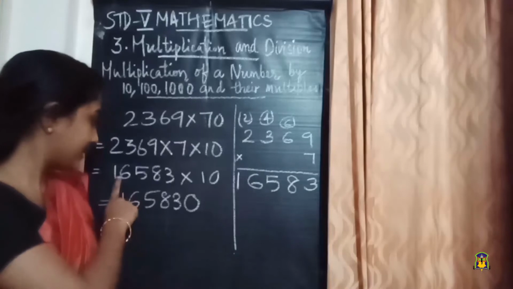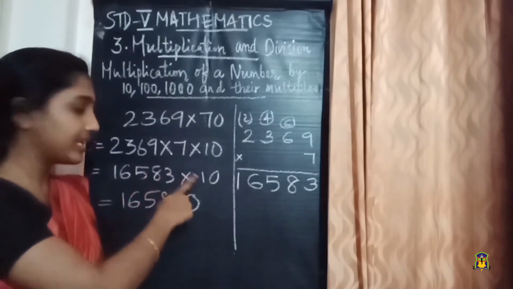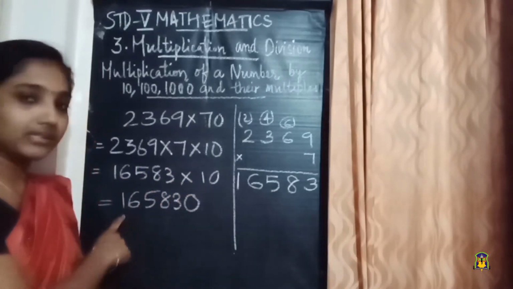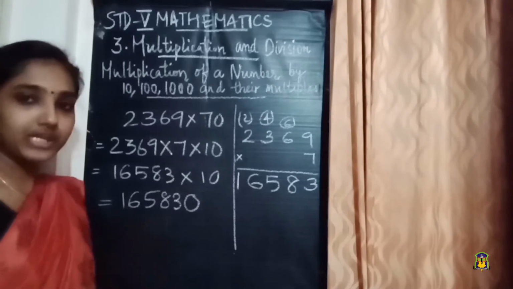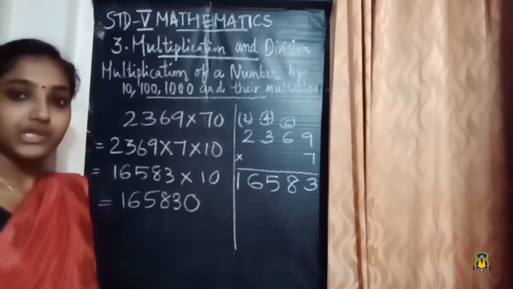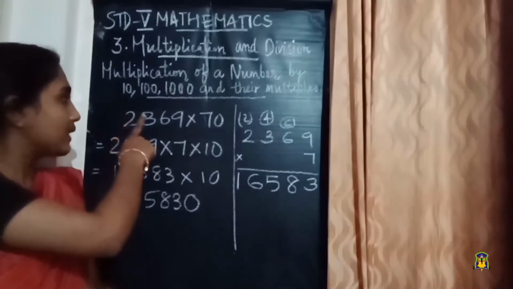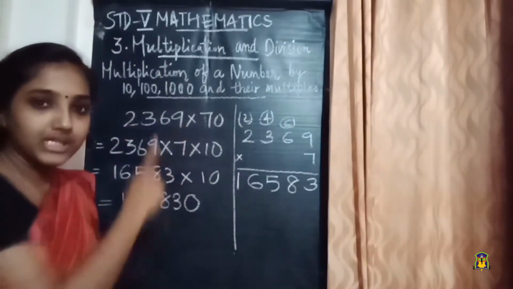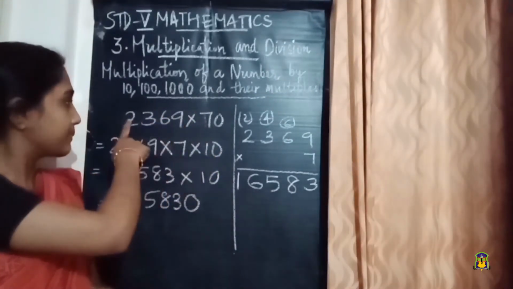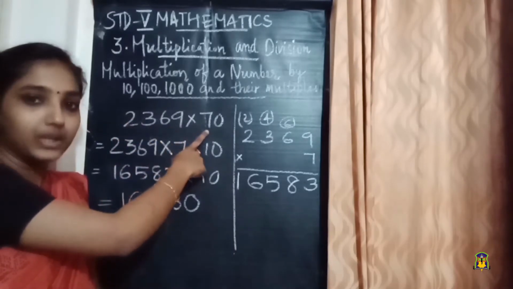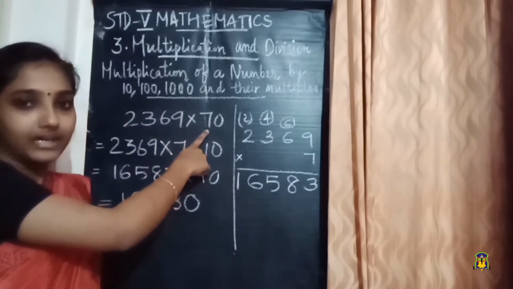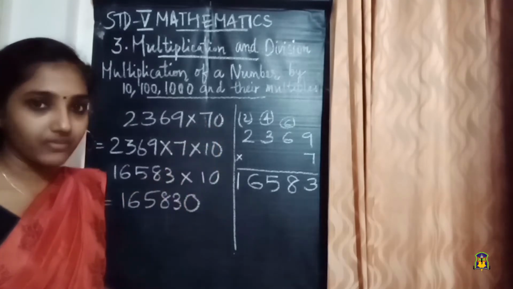So multiplying 16,583 into 10, we will get it as 1,65,830. Okay, so to multiply 2,369 into 70, what we have done? We have first multiplied 2,369 into 7, then just added 0 to the right hand of the product.